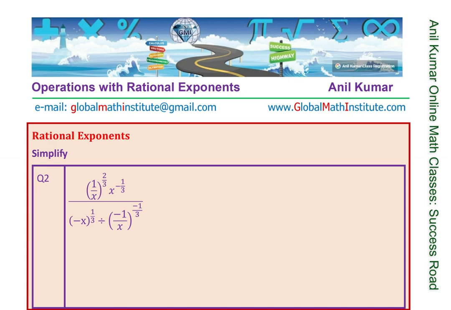Now here we have 1 over x to the power of 2 over 3 times x to the power of minus 1 over 3. Then we have minus x to the power of 1 over 3 divided by minus 1 over x to the power of minus 1 over 3. Slightly complicated expression. Let's rewrite this also. So we have 1 over x to the power of 2 over 3, x to the power of minus 1 over 3.